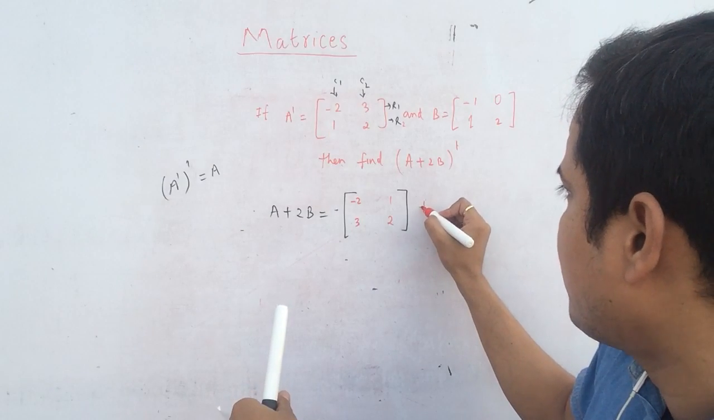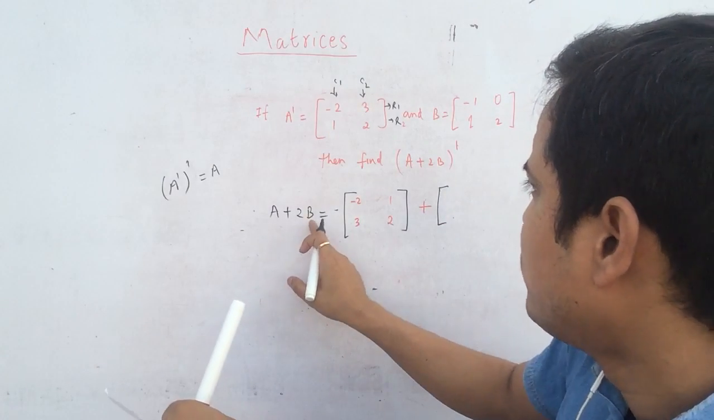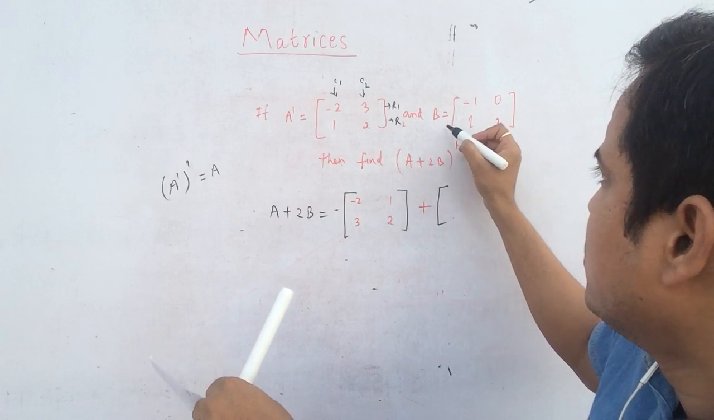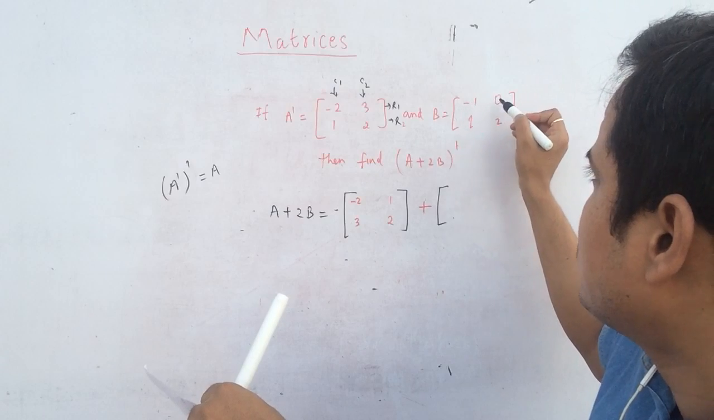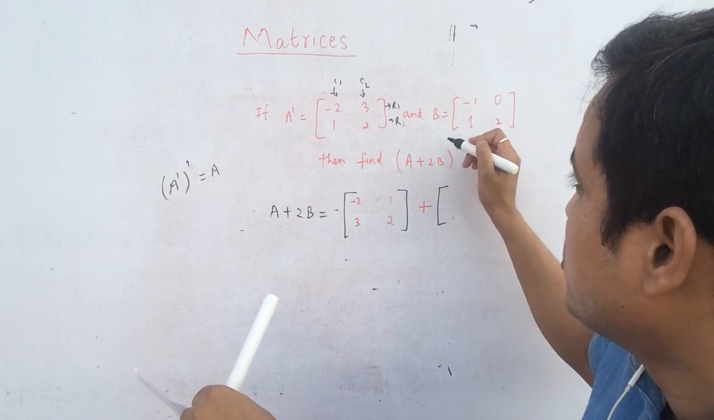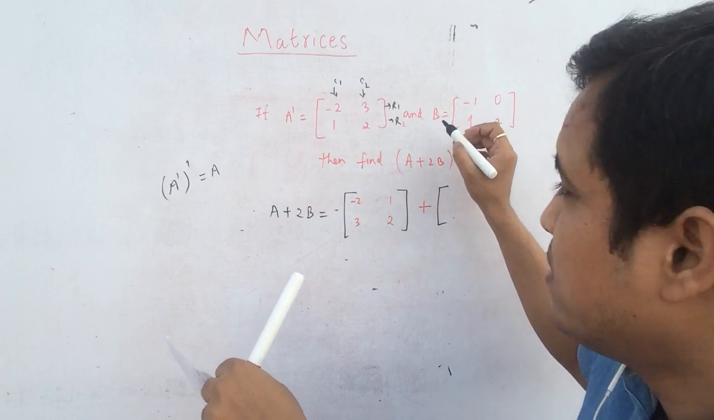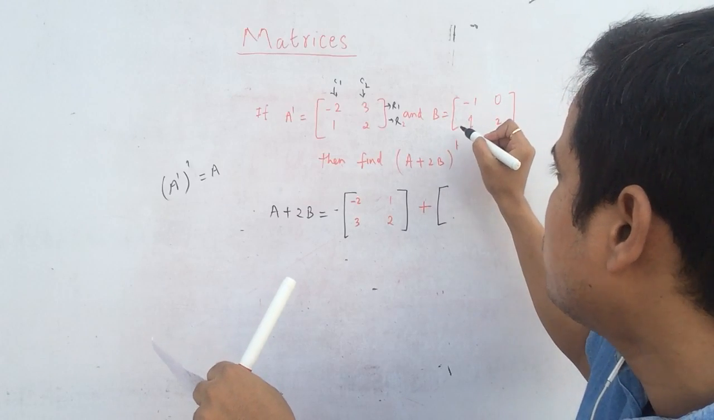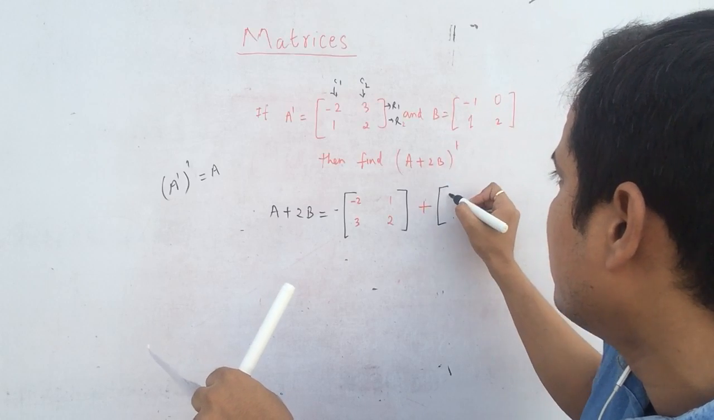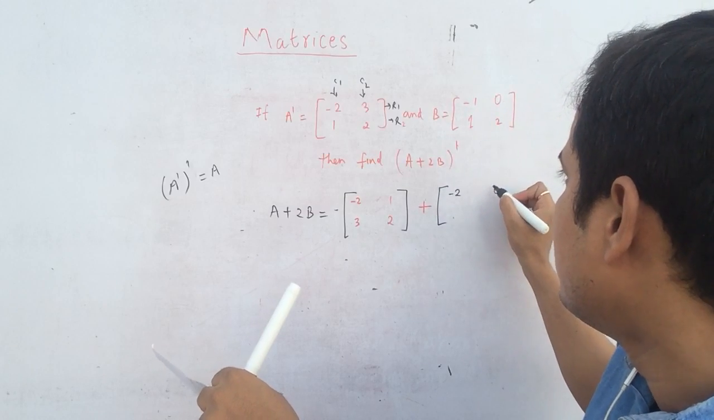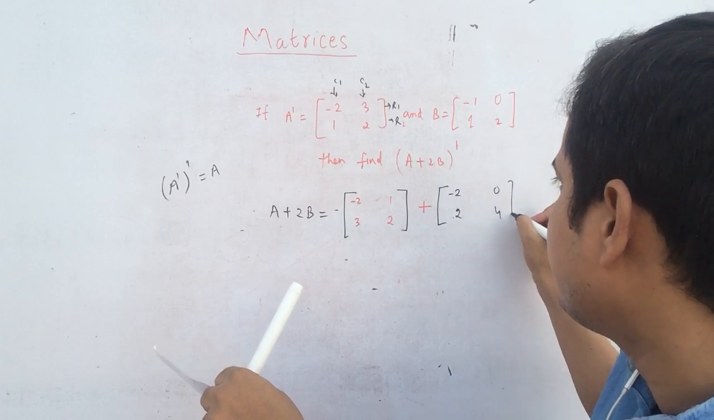Now you have to apply plus here, and this is 2 times B. B is -1, 0, 1, 2. If you are multiplying B by any number, then the number should be multiplied by each element. Like -1 will become -2, 2 into 0 will become 0. Here 2 into 1 is 2, and this is 4.